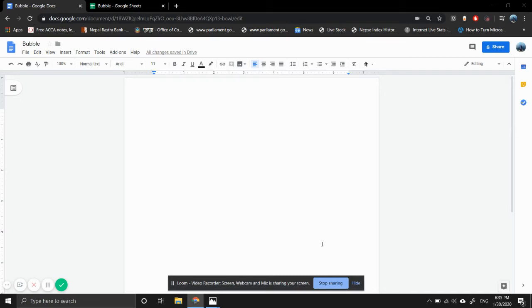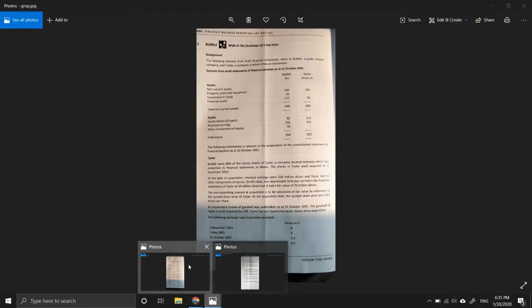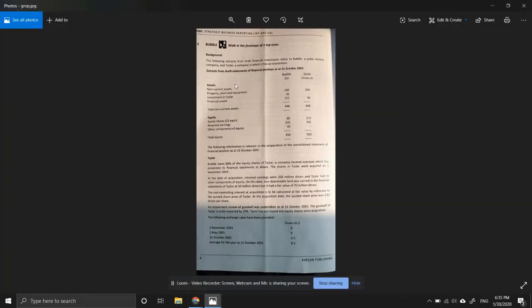So in this particular session, what we will be discussing is TYU number 3, or question number 3, from SPR's exam kit, 2018. So what we will be talking about is this particular question. We are given the background information: the following extracts from the draft financial statements relate to Bubble, a public limited company, and Teisler, a company in which it has an investment.